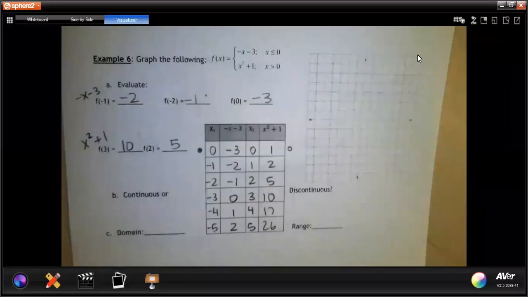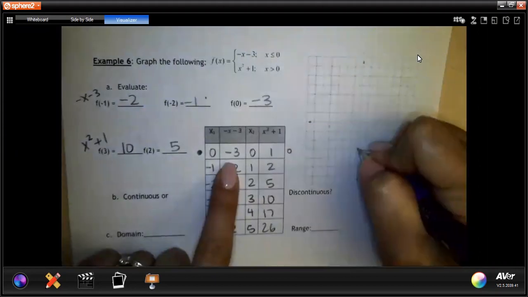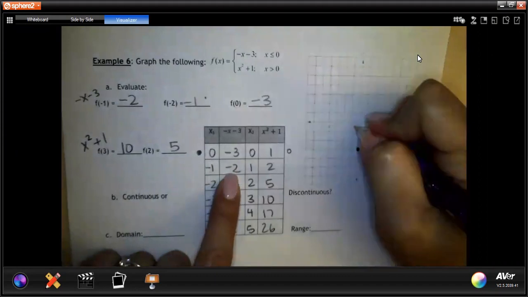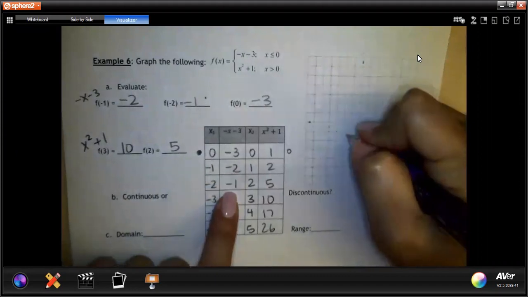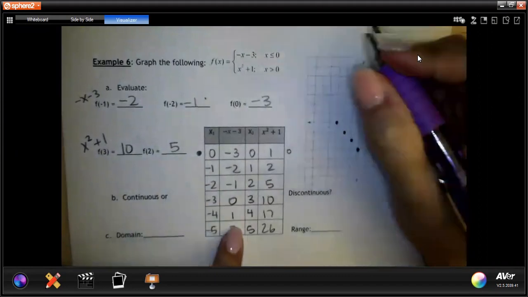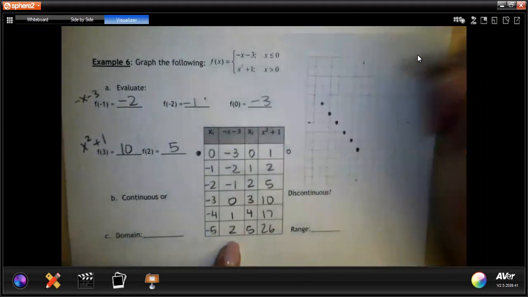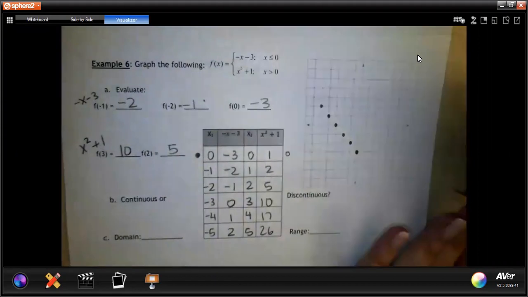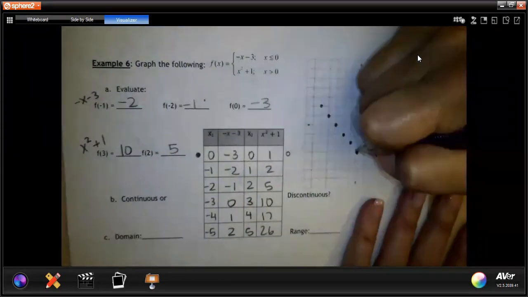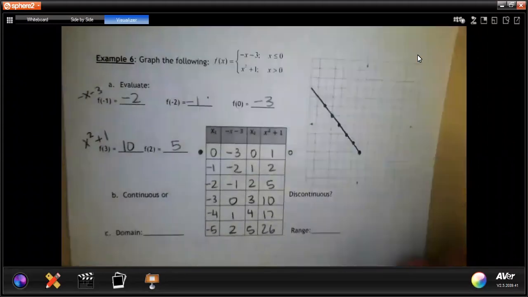So here is your table of values. Go ahead and look at those. Make sure you got them all right. And now we'll start putting those on the graph. So we start at (0, -3), and that is going to be a closed circle. Then (-1, -2), (-2, -1), (-3, 0), (-4, 1), and (-5, 2). And we go ahead and connect our dots. And so there is our graph.